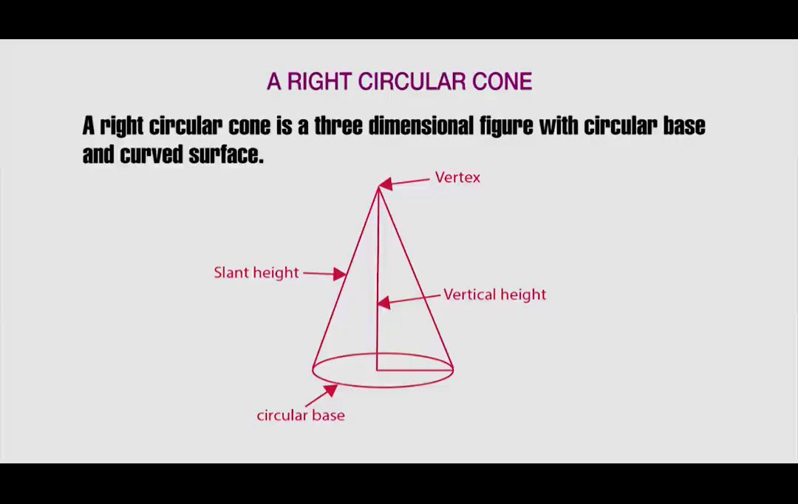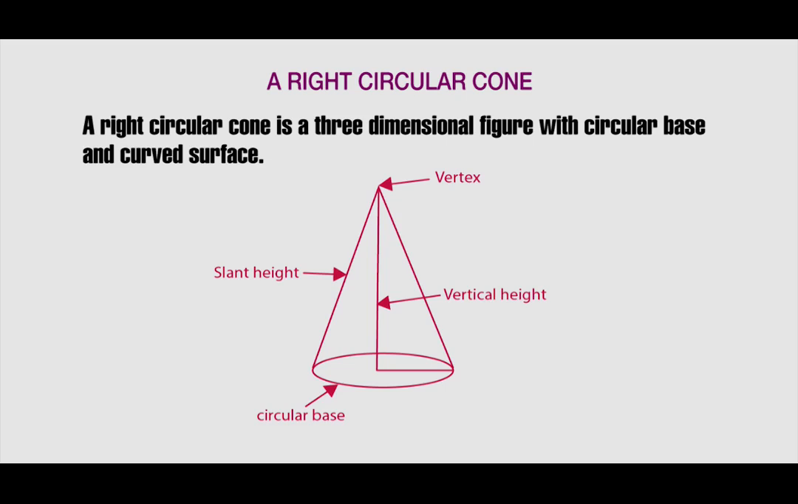Let's look at a right circular cone. A right circular cone is a three-dimensional figure with a circular base and a curved surface. This is an example of a cone. The vertex of a cone is the topmost tip of the cone. The height of the cone is the vertical or perpendicular distance from the vertex to the base.